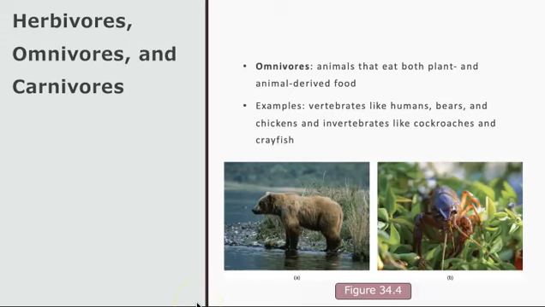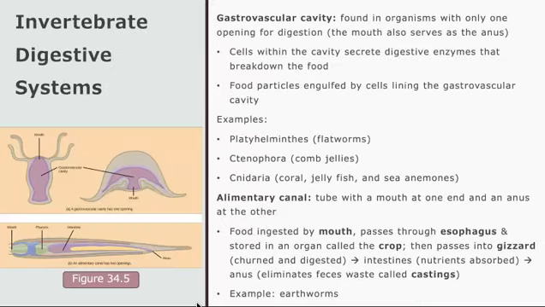And lastly, we have our omnivores, which would probably be what we are placed in, depending on your diet. But these are going to be the animals that eat both plant and animal-derived foods. In Latin, omnivore means they eat everything. So like I said, it's going to include vertebrates like us, our bears and chickens, and invertebrates such as cockroaches and crayfish.